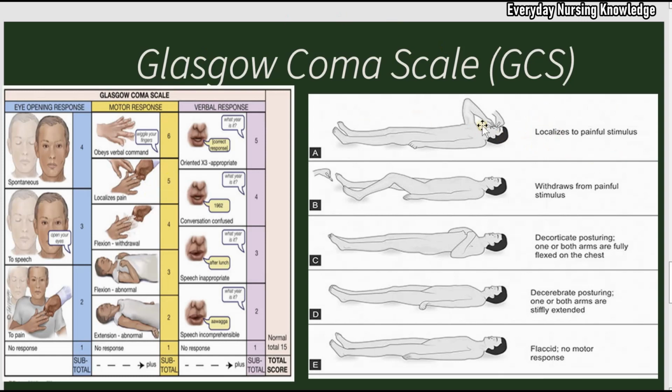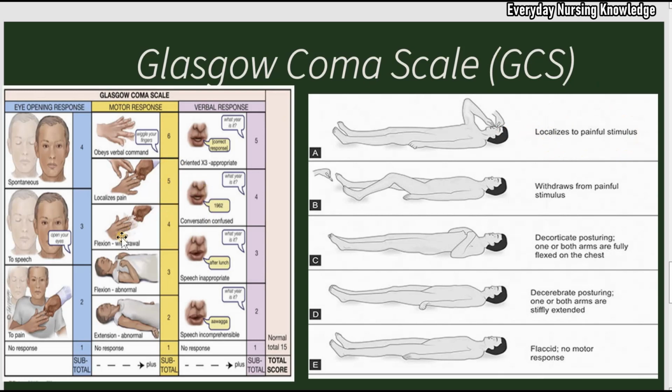Here you can see the patient lifts his arm, crosses the midline and moves towards the painful stimuli. You are applying supraorbital pressure here, and the patient's extremity moves towards the pressure area. So the patient is localizing, or moving towards the painful stimuli, and you give a score of 5.